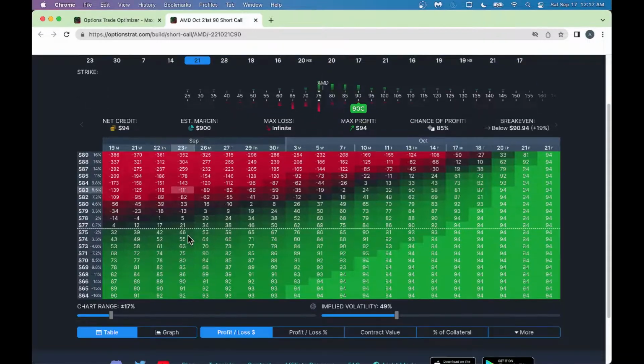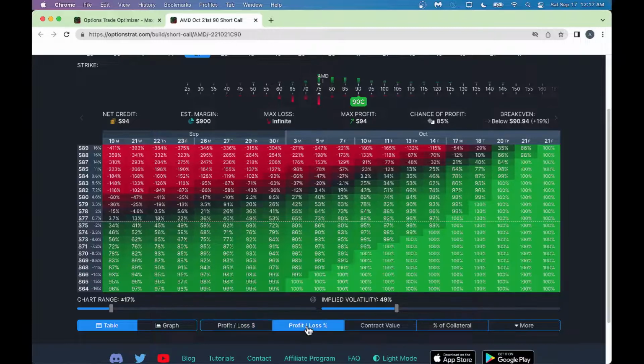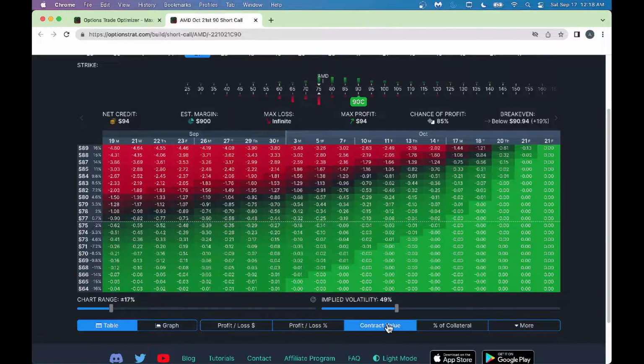And you could also look at a graph that we talked about. You could look at profit and loss. That's what we are doing right now. And you could look at the percentage, what's the percentage of profit or loss based on the net credit that you received here. And you could also look at the contract value.